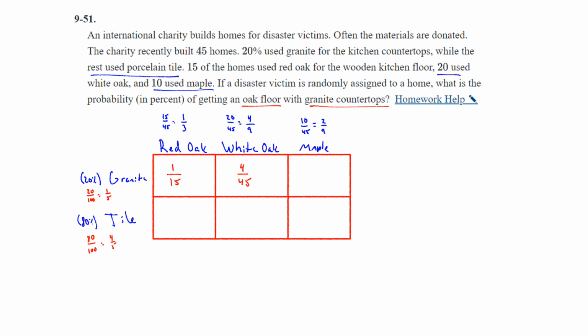And so then we can add those two up. 1/15 plus 4 out of 45. We can find a common denominator. That would be 3 out of 45 plus 4 out of 45, which would equal 7 out of 45 of the homes would be oak floors with granite countertop. And if you divide 7 by 45, because it wants it as a percent, we'll get approximately 15.6% of the homes will have oak floor with granite countertops.